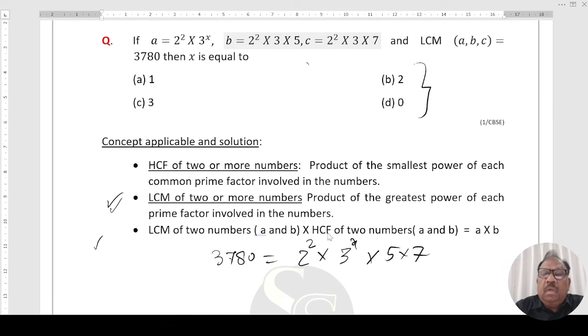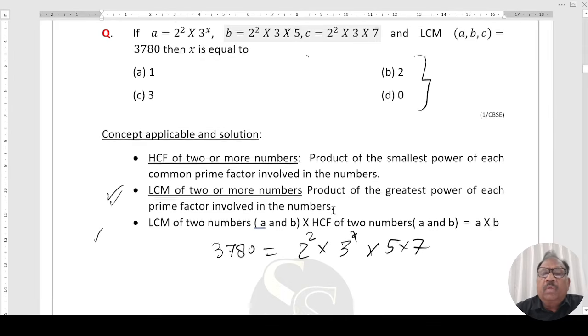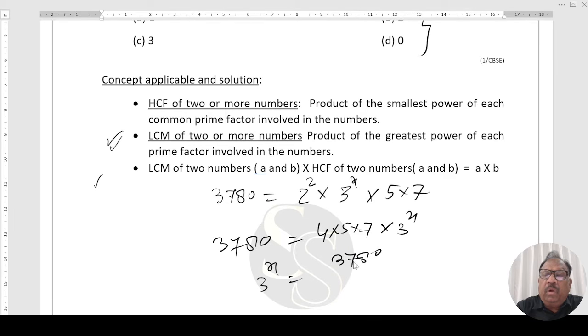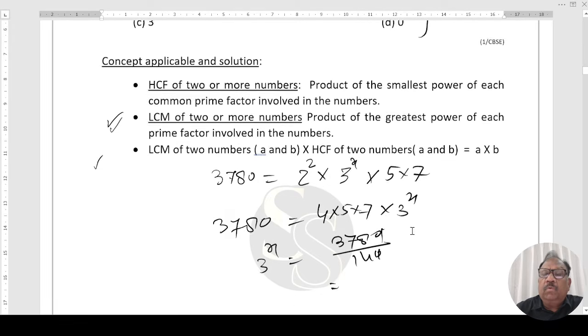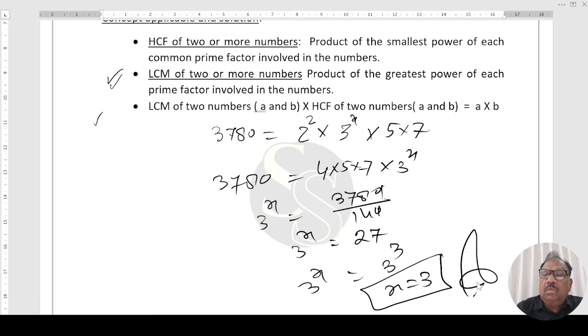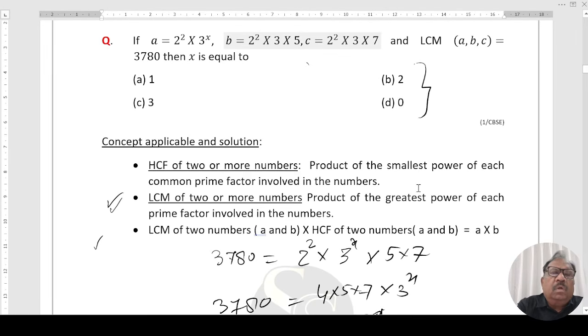LCM of two numbers and HCF of two numbers equal to product of the two numbers. On simplification, this comes out to be 4 into 5 into 7 into 3 to the power x, 3780. 3 to the power x equal to 3780 divided by 35 into 4, that is 140. On simplification, this comes out to be 27. 3 to the power x equal to 27. Now 3 to the power 3 equal to 3 to the power x. X comes out to be 3. This is the answer. Right? So correct option is C option. Next question.